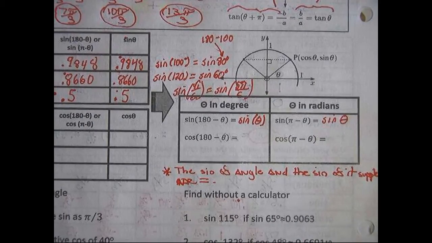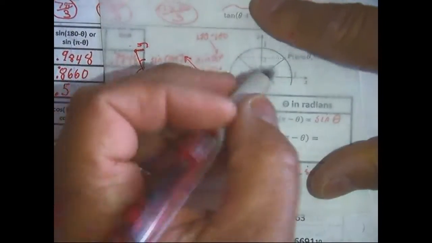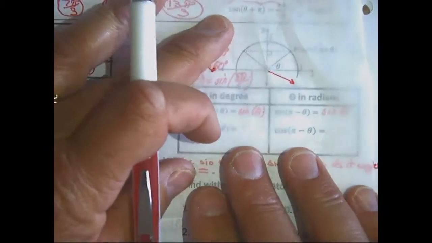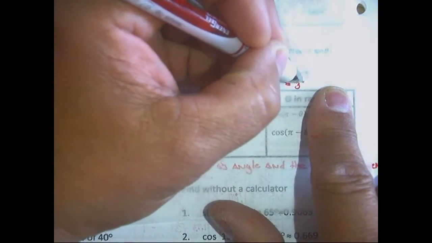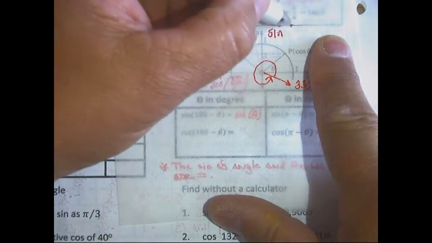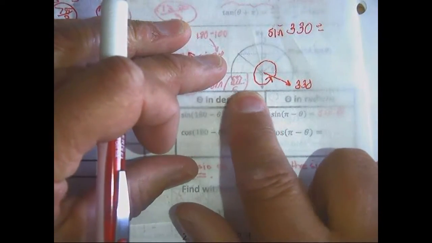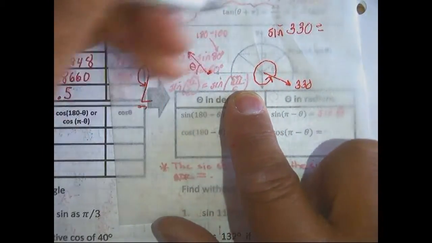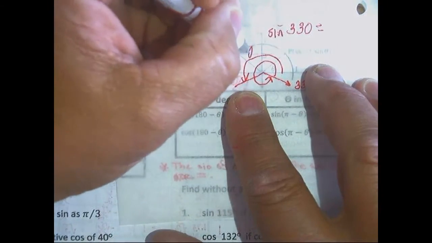So tell me what happens if you go past 180? What angle would have the same sine as 330? So 330 would be about here. 330 is all the way to there. The sine of 330, what angle would be the same as that? The sine of how much? 210, right. These would be equal.